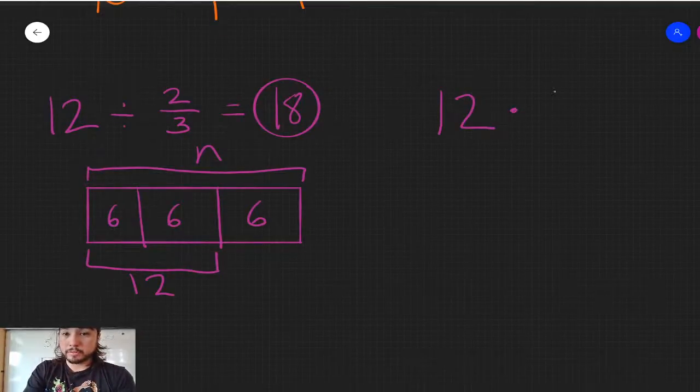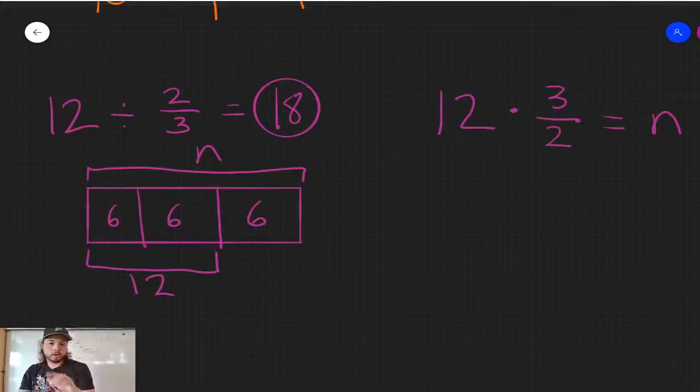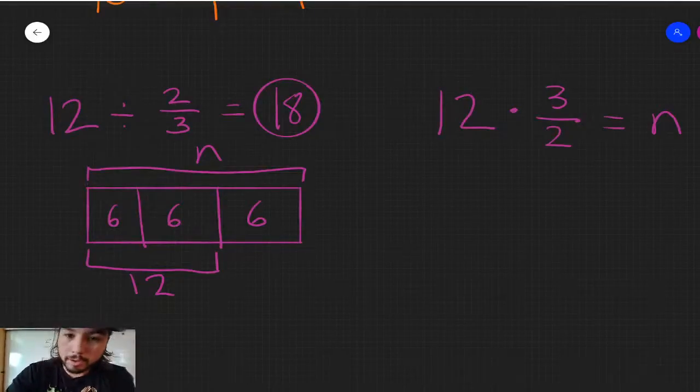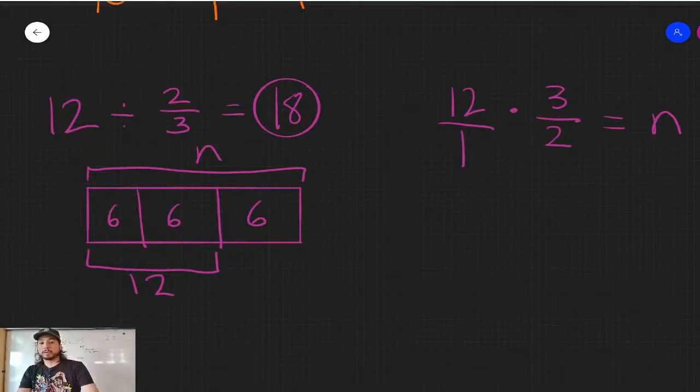Flip the position of the numerator and the denominator. So put the 3 on top and the 2 on the bottom. And we end up with 12 times 3/2 equals n. Okay, now let's try that. I'm going to put a 1 in the denominator of my 12, just so I remember that I'm not multiplying by 12/12ths, I'm multiplying by 12 wholes.